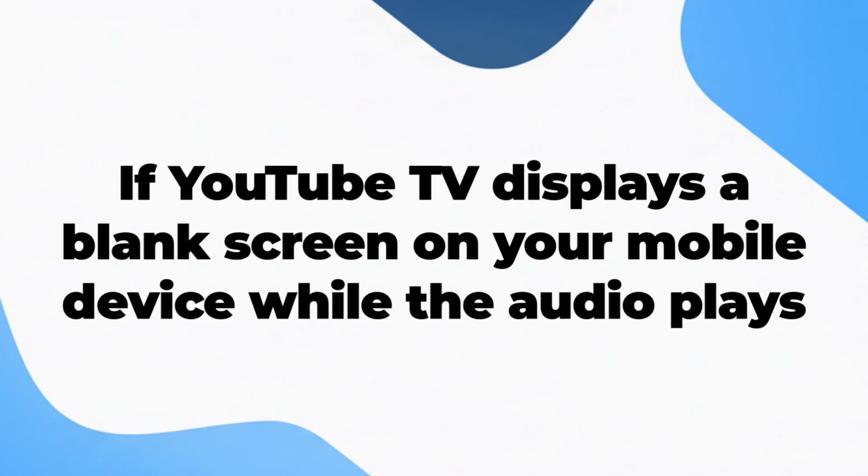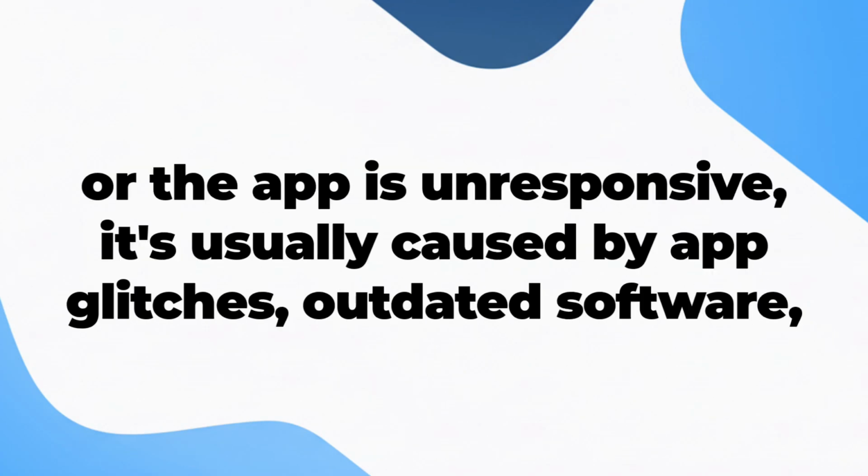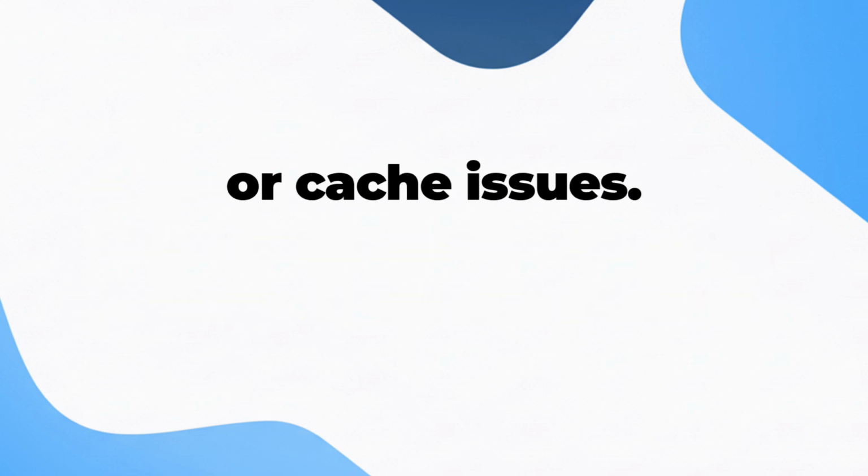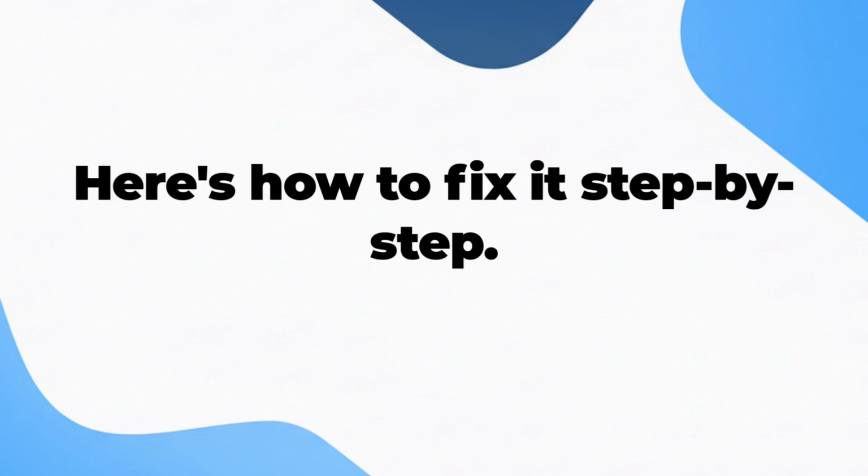If YouTube TV displays a blank screen on your mobile device while the audio plays or the app is unresponsive, it's usually caused by app glitches, outdated software, or cache issues. Here's how to fix it step by step.